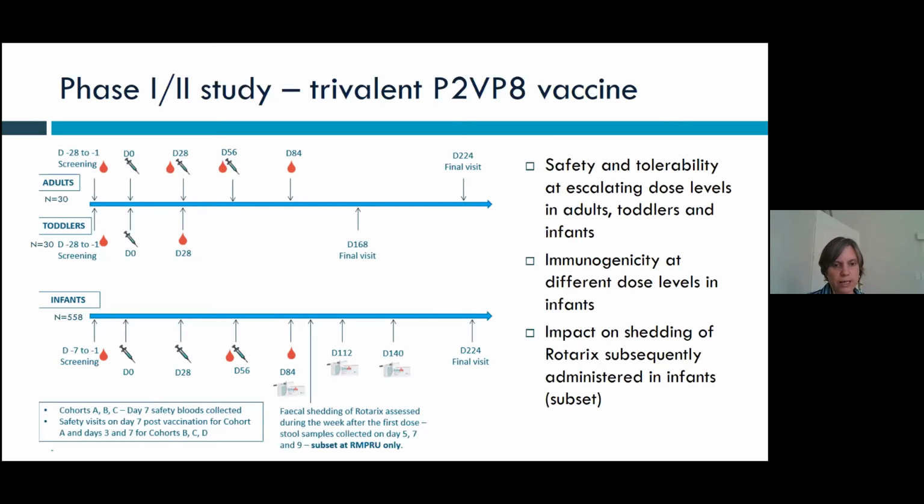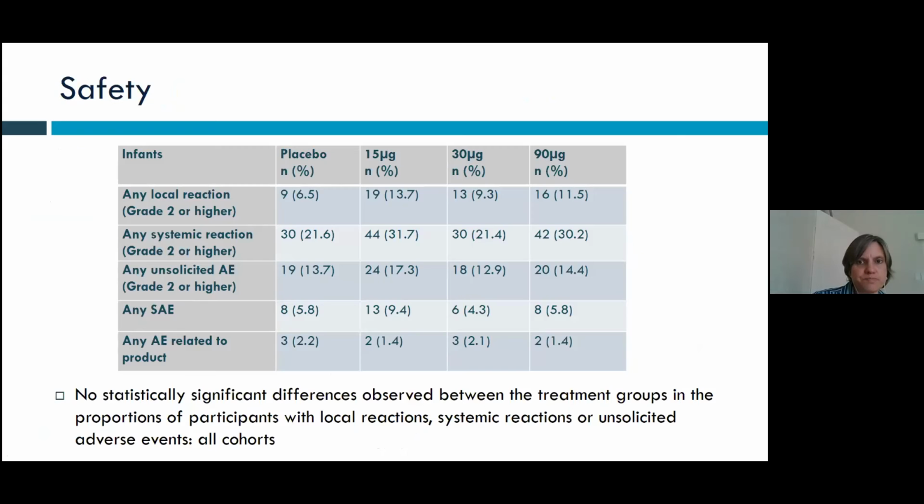And once again, we also did give the Rotarix after receiving the study vaccine, and so we could look at shedding of Rotarix once again. And so really the main endpoints for this was looking at safety. Was the vaccine safe? Were there any issues in terms of either local reactions or systemic reactions, and whether there was immunogenicity and particularly immunogenicity against the different strains now that we had expanded the number of strains that were included in the vaccine.